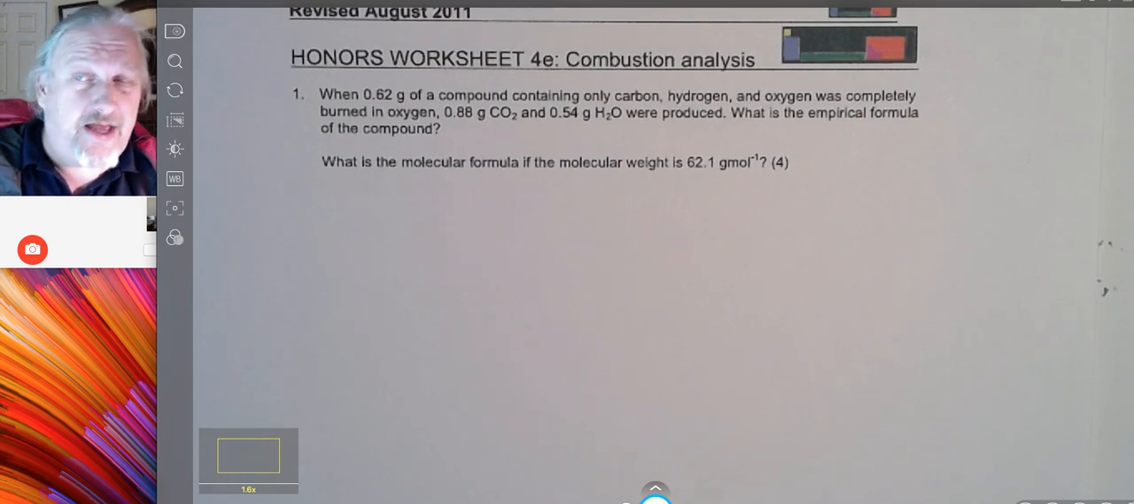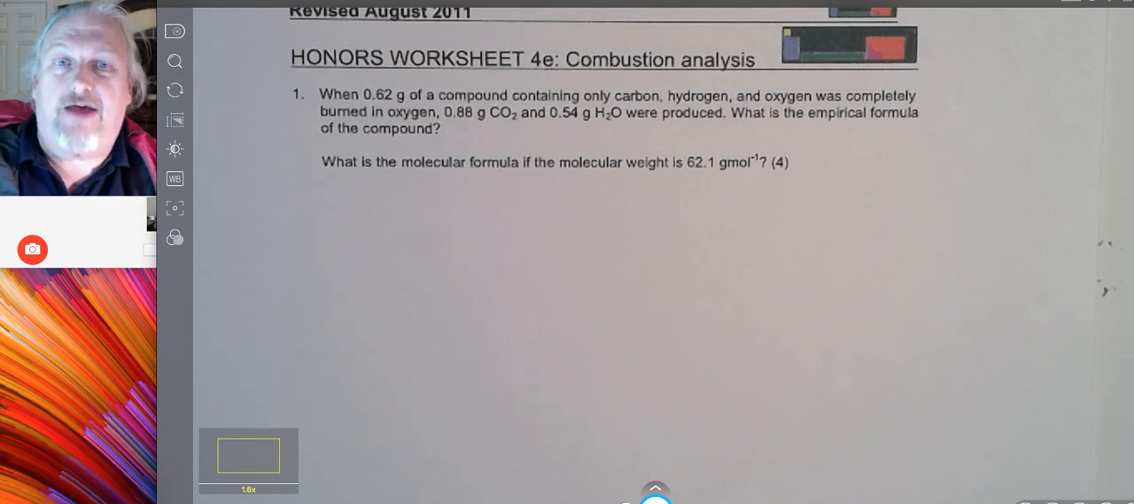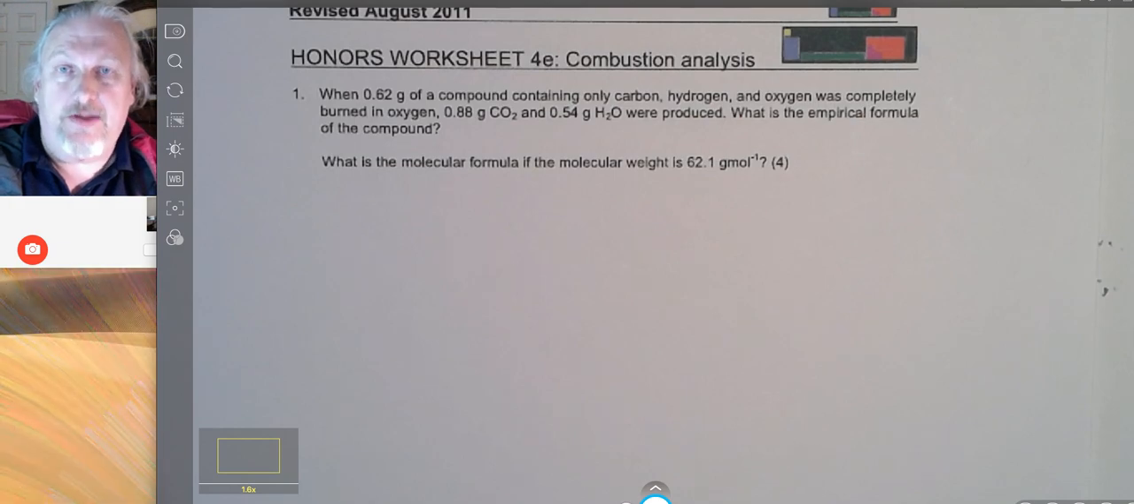So combustion analysis. Here's the secret with that. When you burn something organic in oxygen, it's going to form two products. It's going to form CO2 and it's going to form water. Might throw some other things, but the carbon is going to go into CO2. The hydrogen is going to go into the H2O. Now the oxygen is burned in air, so I can't really do that.